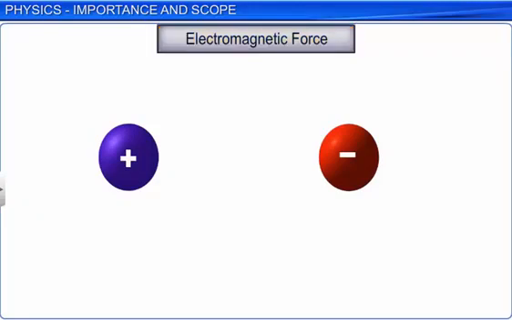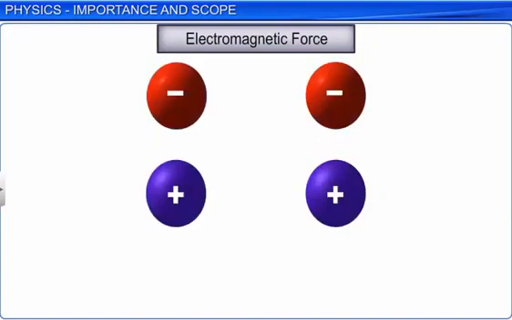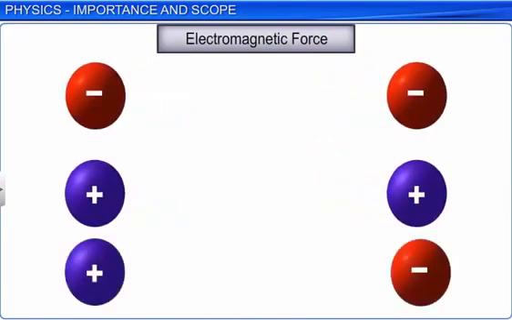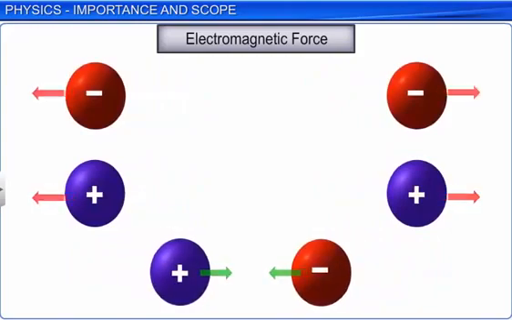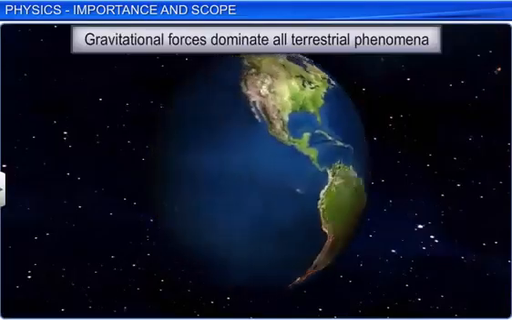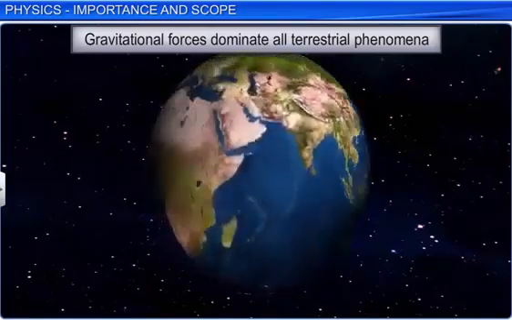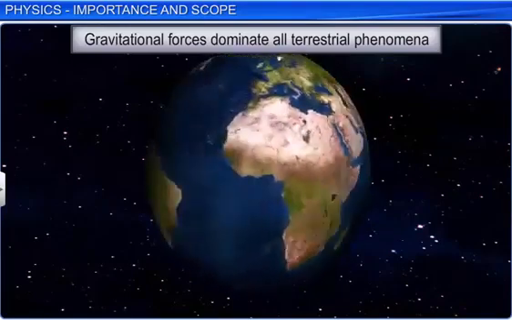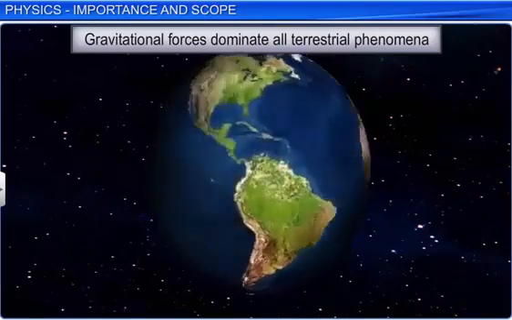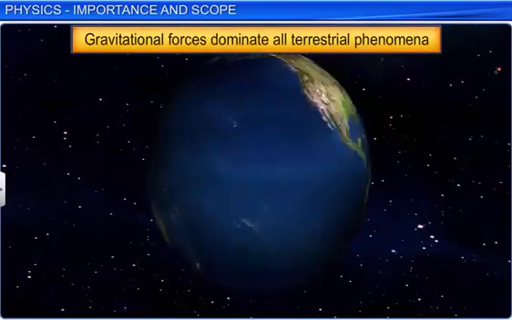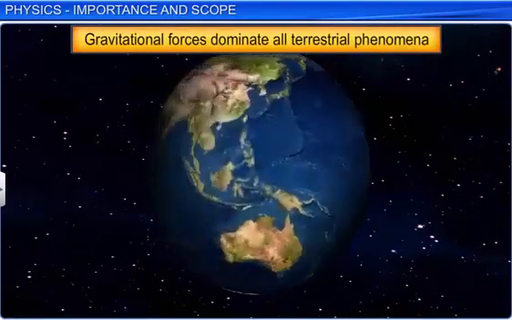Electromagnetic force is the force between two charged particles. Like charged particles repel each other, and unlike charged particles attract. Like gravitational force, electromagnetic force is also universal and can act over very large distances. We do not usually encounter this force on Earth, as most of the matter around us is electrically neutral. Hence, of the two forces, gravitational forces dominate all terrestrial phenomena.